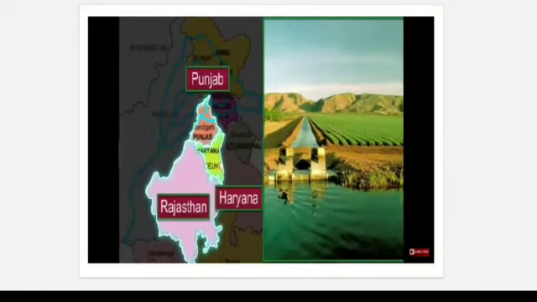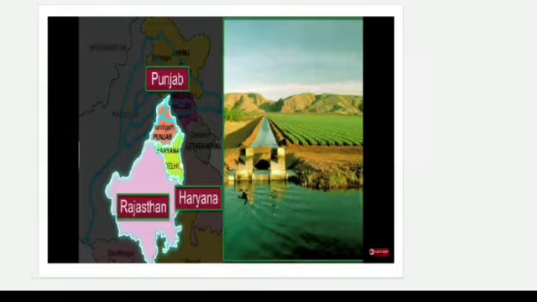Indus Water Treaty was signed in 1960. According to this treaty, India can use only 20% of the water for irrigational purposes, and the states which can use the water are Punjab, Haryana, and western and southern parts of Rajasthan.